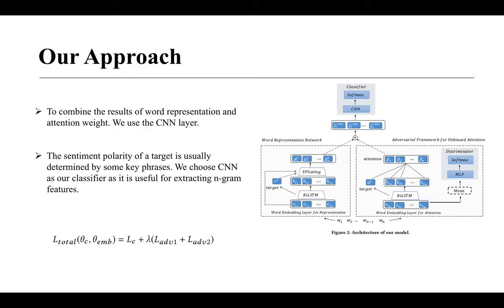The overall architecture of our model is shown in the figure on the right. To combine the results of word representation and attention weight, we use the CNN layer. The sentiment polarity of targets is usually determined by some key phrases. We choose the CNN layer as our classifier as it's useful for extracting n-gram features.